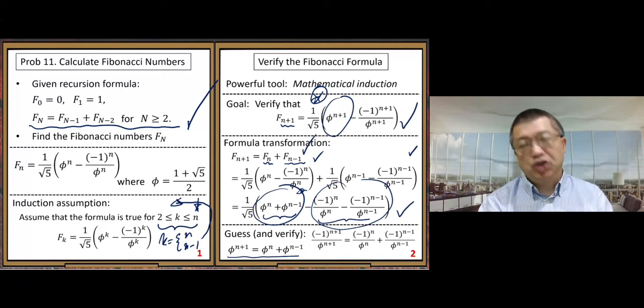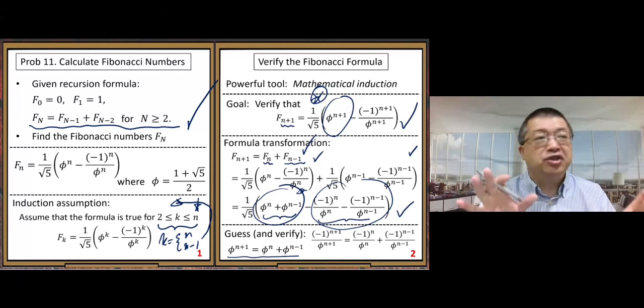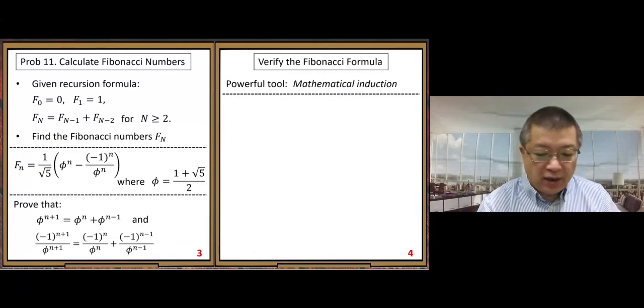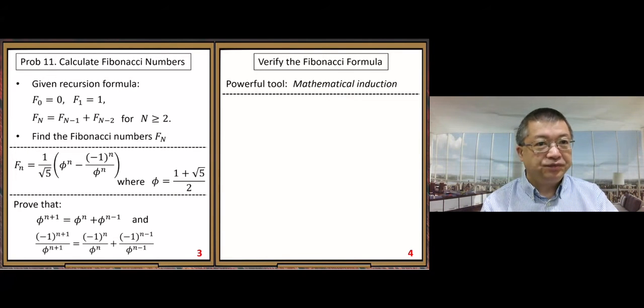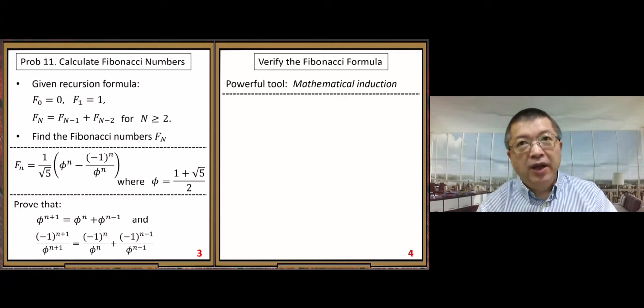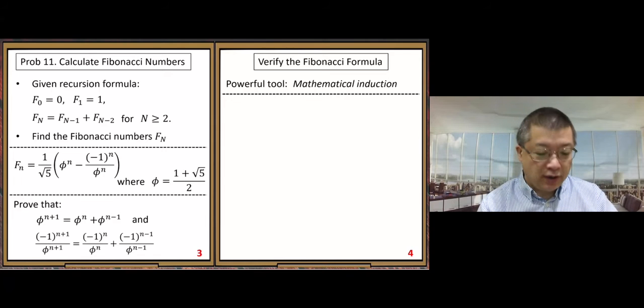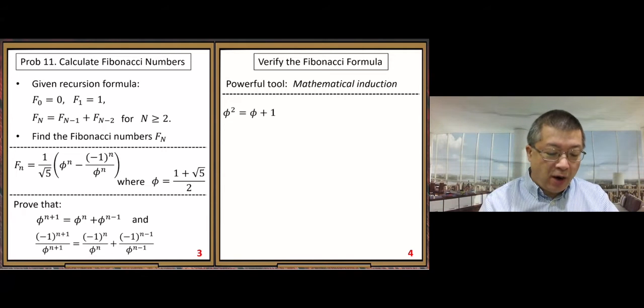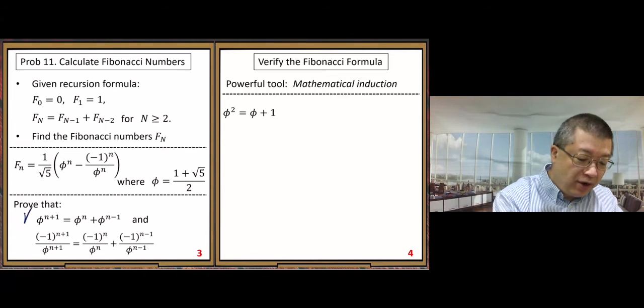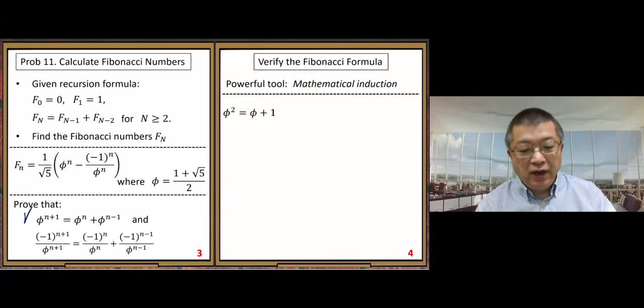The next step, we need to do verification, to show our guess is correct. So the next step, verification. Two parts. Polynomial part, pretty easy, then fractional part. For the polynomial part, so polynomial part first.